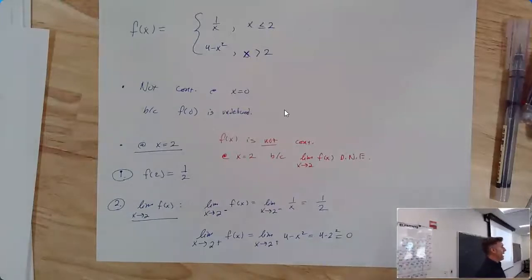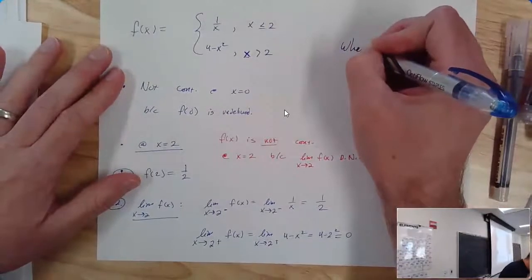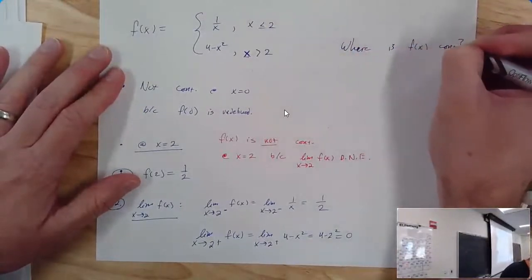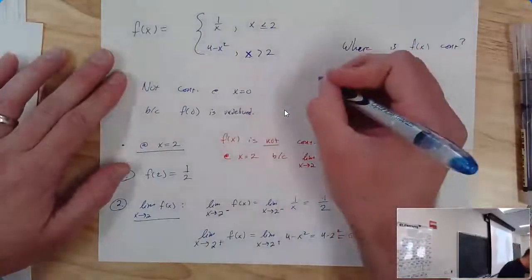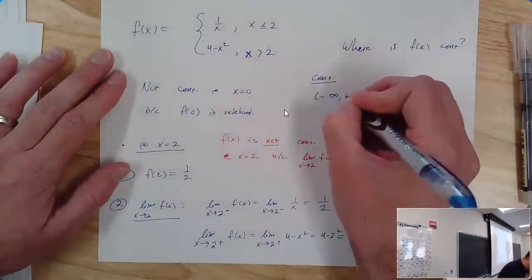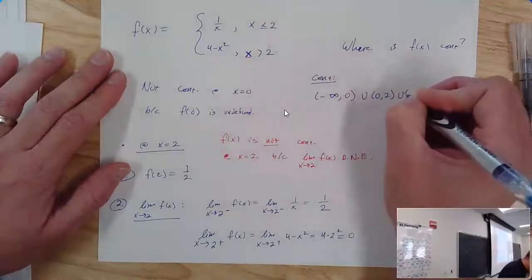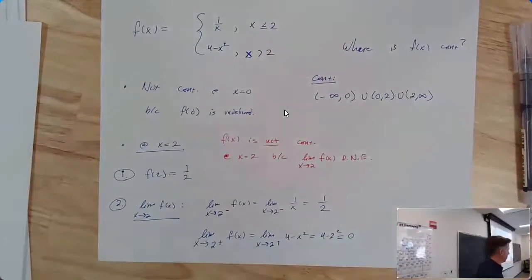So if I was actually answering the question that was asked, which is, where is this function continuous? I would say, well, it's continuous everywhere except for 0 and 2. So it's continuous on the interval from negative infinity to 0, union 0 to 2, union 2 to infinity. Everything except for 0 and except for 2.